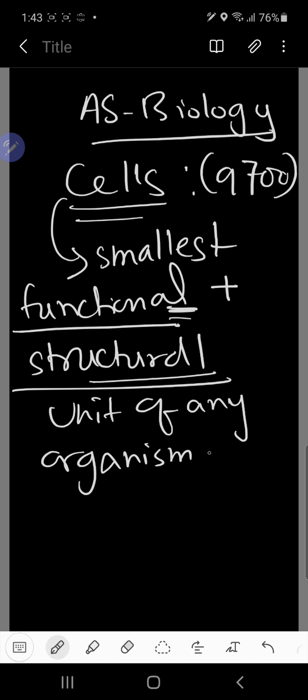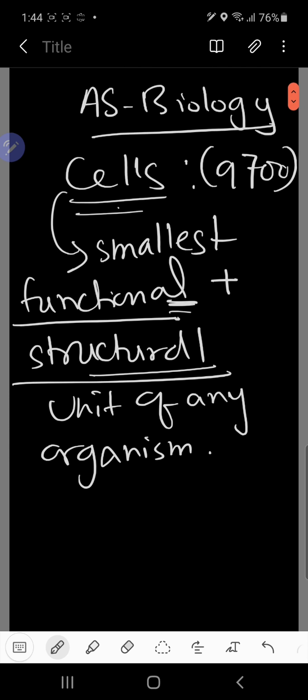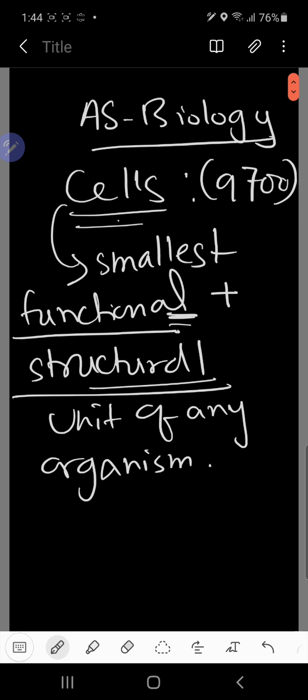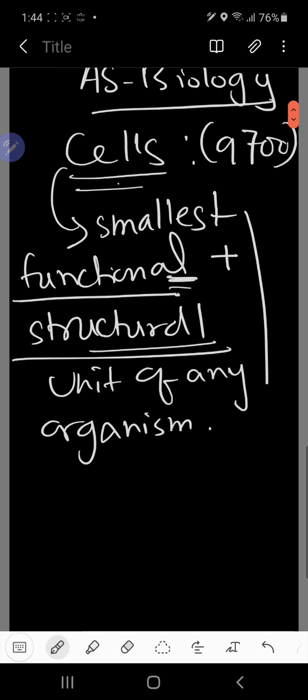It is also known as a unit of life, and cells can actually undergo division. We have seen cell division in our O levels. We've seen mitosis and meiosis. Those are the cell divisions. And they can be passed on from one generation to the next. We have learned about inheritance. Anyways, that's a basic definition of cells.